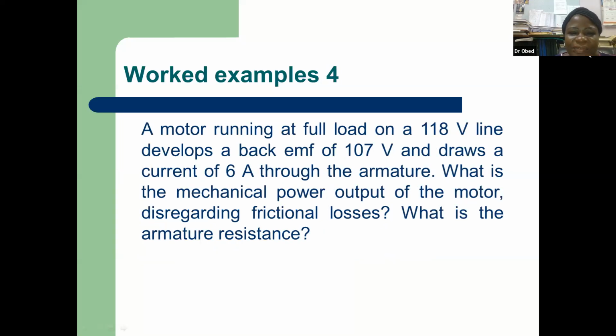So this is the second worked example under that. It says a motor running at full load on a 118 volt line develops a back EMF of 107 volts and draws a current of 6 amperes through the armature. What is the mechanical power output of the motor, disregarding frictional losses? What is the armature resistance? I'll give you a minute to write this down because you are supposed to send the solution.